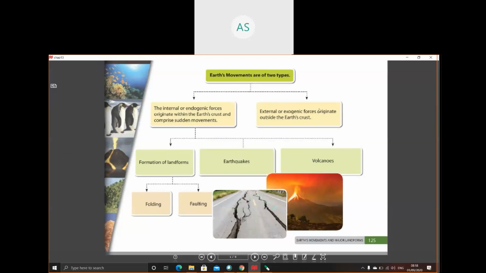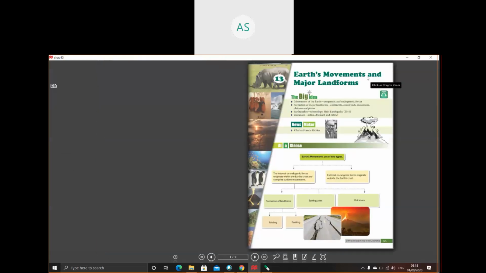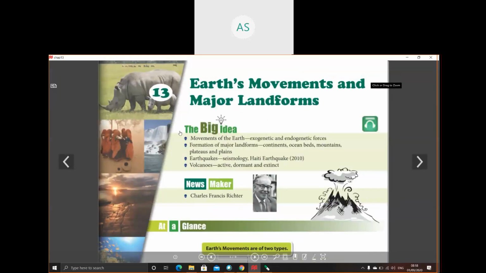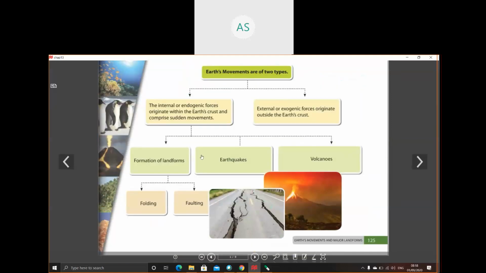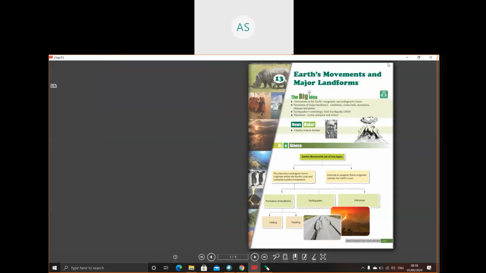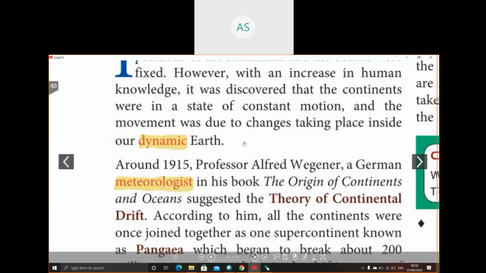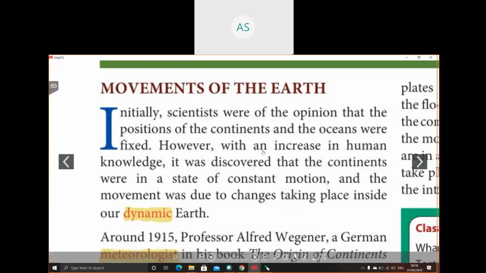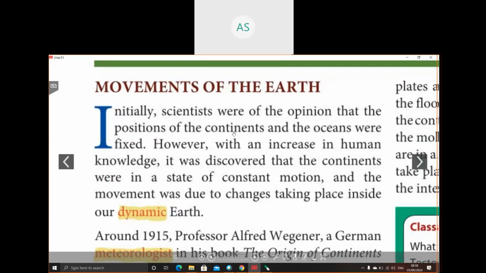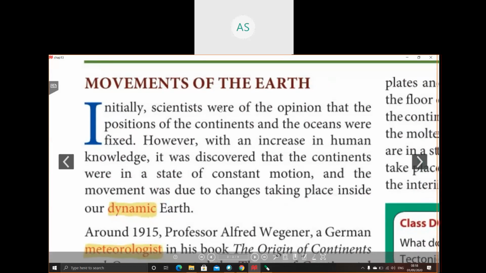Basically, this is the chapter where we learn how land is formed, how volcanic eruptions begin, how earthquakes begin, and how the tectonic plates move constantly. Okay, so let's start. Just see this example. You will learn so many things about it. So basically, we will move on.